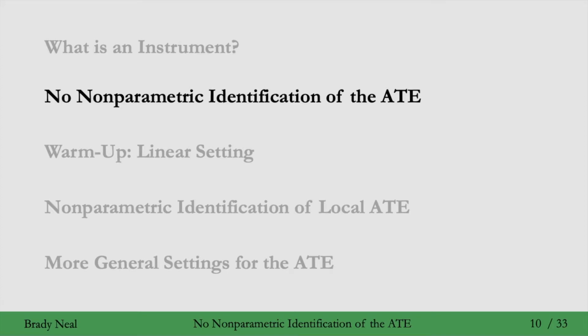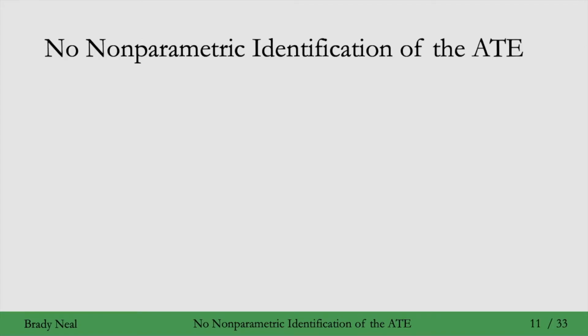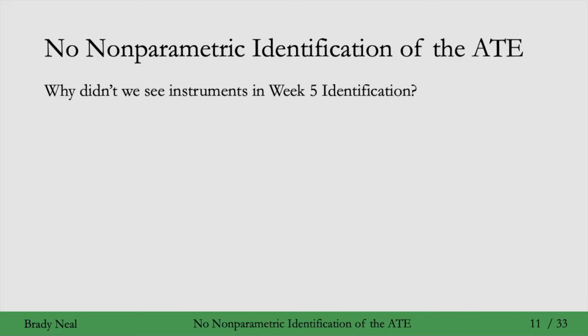We'll now move on to the section where we emphasize that we can't get nonparametric identification of the ATE using instrumental variables. So why didn't we see instruments in week 5 when we were looking at identification? Well, the answer is that week 5 was about nonparametric identification, where we don't make any assumptions about the structural equations or the causal mechanisms that generate the variables.